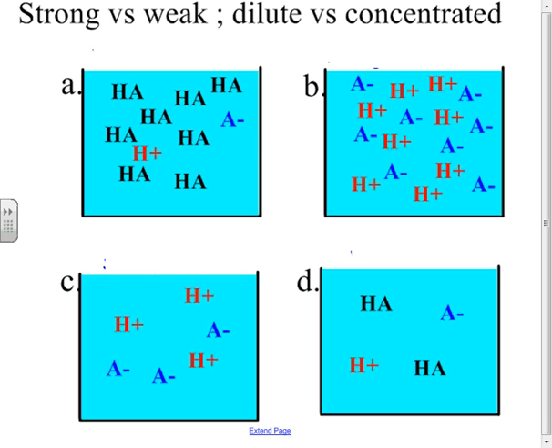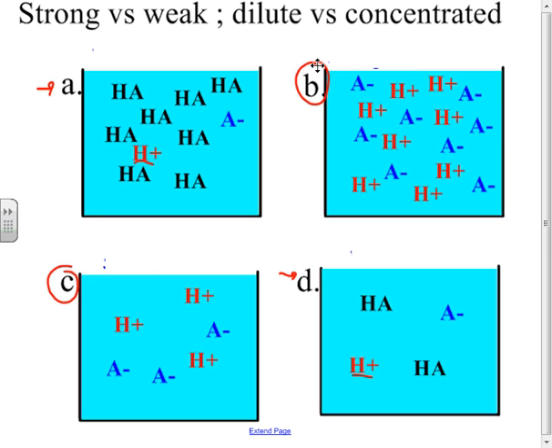Do not confuse the idea of strong and concentrated or weak and dilute. Here I've got 4 pictures, and 2 of these pictures show strong acids, and those are B and C, because whatever acid is there is dissociated into its ions. A and D are weak acids because whatever acid is there is not dissociated to a great extent. Therefore, there's few hydrogen ions present.